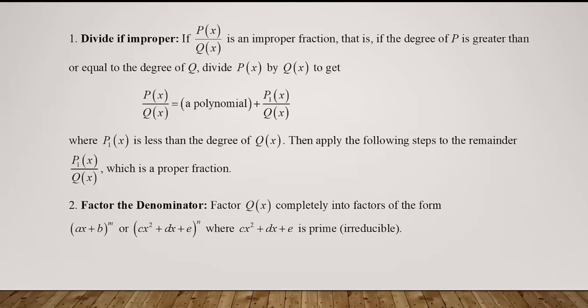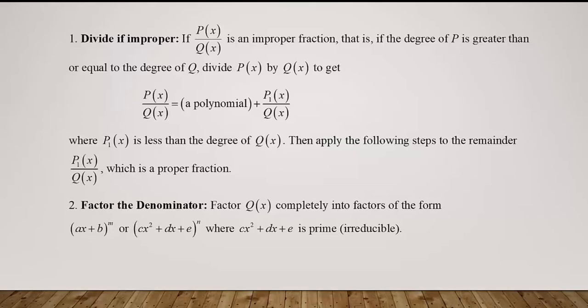So here's my procedure box, trying to condense what the book has done. The first thing I say is divide if it's an improper fraction. In other words, if p of x over q of x, where p and q are polynomials, is an improper fraction, in other words, if the degree of p, the numerator, is greater than or equal to the degree of q, start off by doing polynomial long division. Divide p of x by q of x.